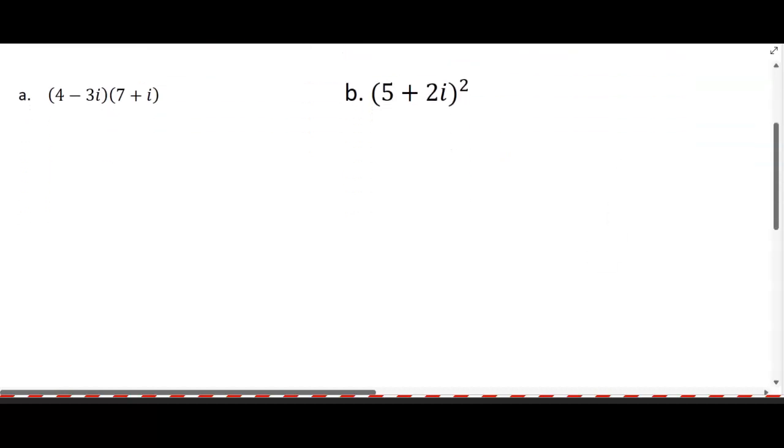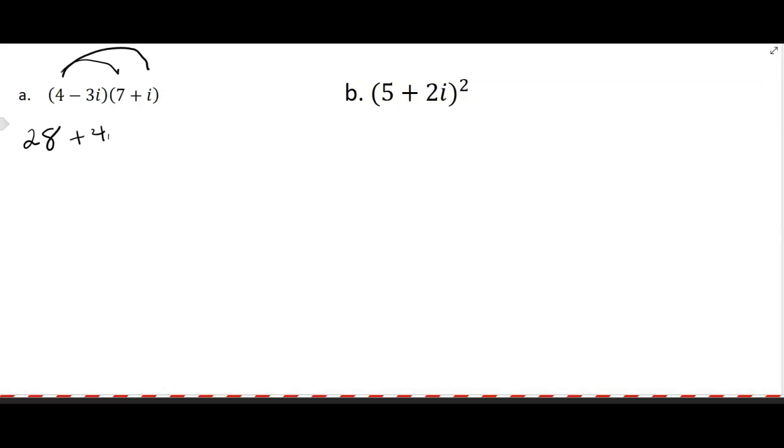Okay. So we're multiplying. This is a FOILing situation. 28, 4i, minus 21i, minus 3i squared. Okay, so 28, that's fine. 4i and minus 21i, that's going to be minus 17i.